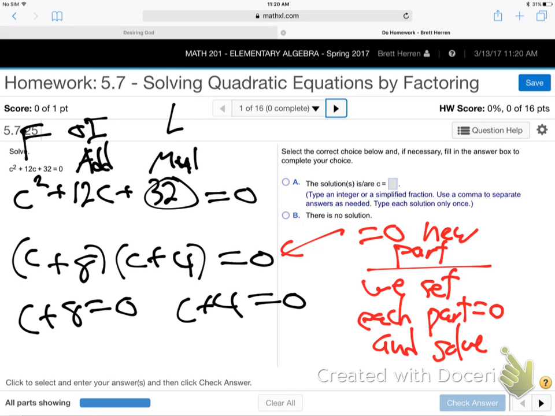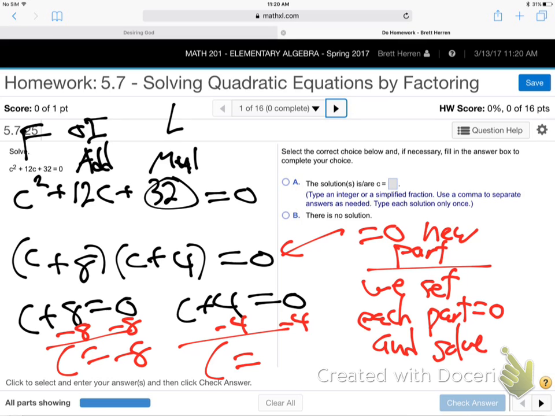Now, how do I finish this? C wants to be alone here. What do I do to get C alone? Minus the 8 from both sides. And C wants to be alone here also. What do I do? Minus the 4 from both sides. And those are the answers.